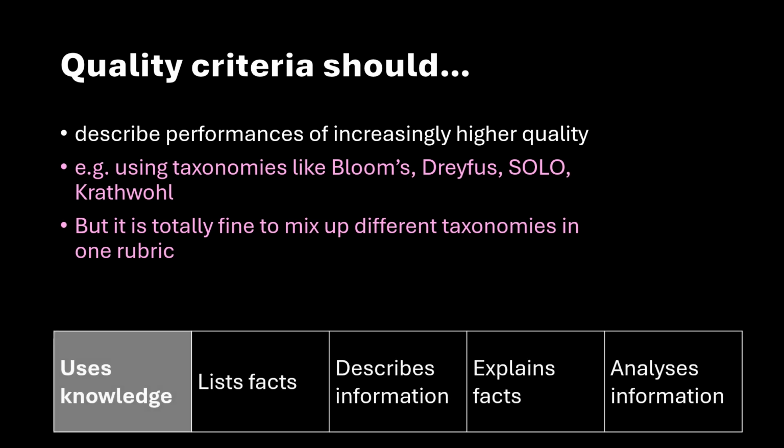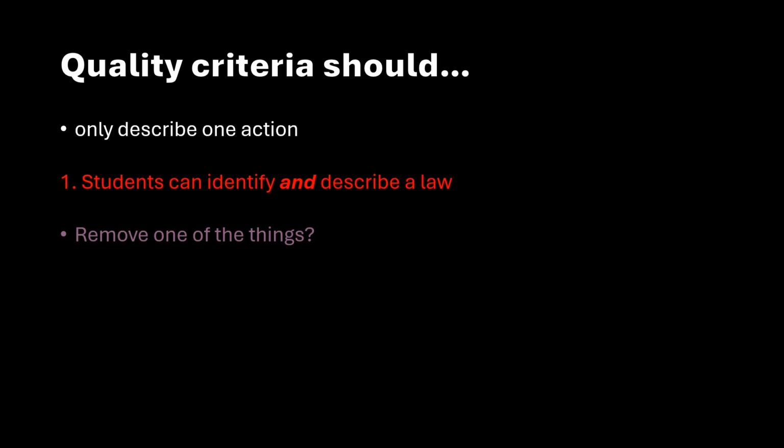So here's a very simple example of Bloom's taxonomy criteria. You should only describe one thing in each criterion, right? So look at this example, identify and describe. You get a problem because what if a student can do one thing but not the other?